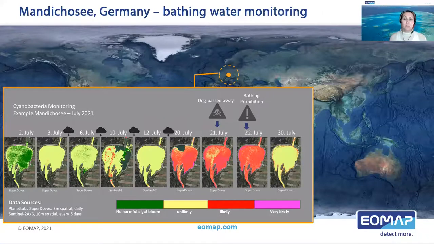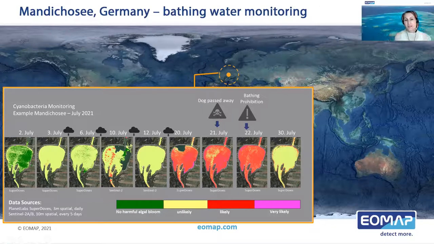If we look back in time, if there would have been a satellite-based warning, which at that time was not available, we could have seen this happening because we're using Planet data and also the Sentinel data. So we are putting these together to a very dense time series. And you really see how the cyanobacteria bloom event is building up. And we would have been able with satellite Earth observation data to already warn on the 20th of July. So we could maybe have saved a dog's life.